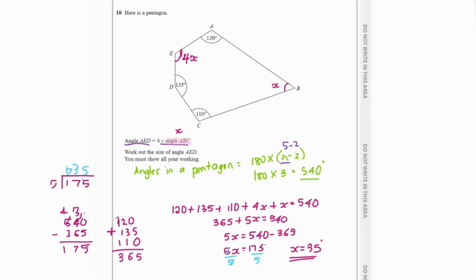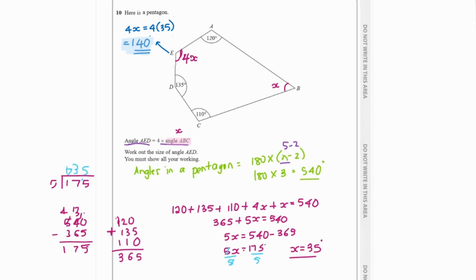The question was asking us to find the size of angle AED, and we know that angle AED was equal to 4x. So if we just do 4 times the x, which we got, which is 35, we get 140. So our final answer for this question is 140.